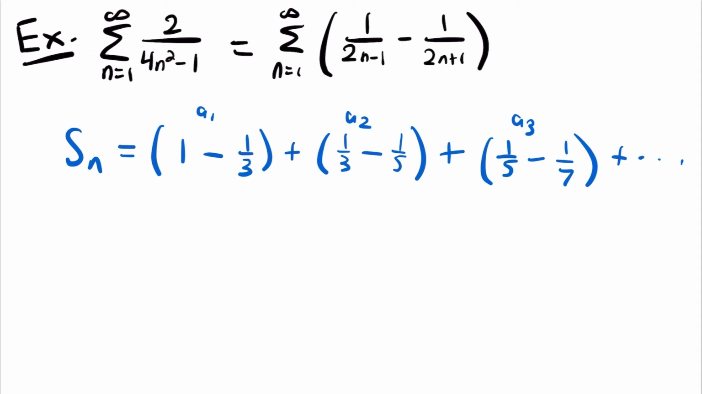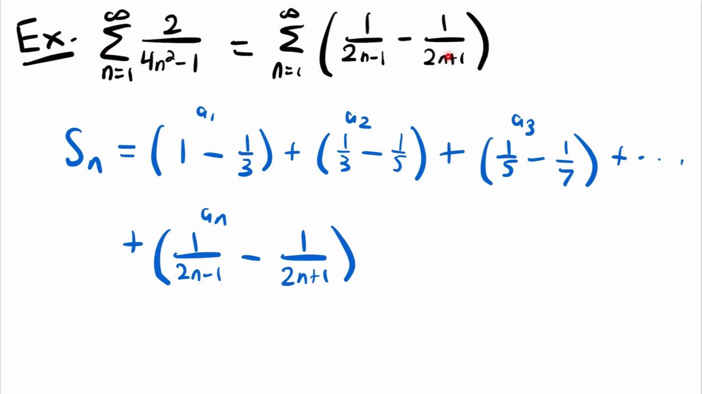And so since we can see that our terms are collapsing, let's skip ahead to our nth term. We're going to add this to a sub n, which will be 1 divided by 2n minus 1 minus 1 divided by 2n plus 1. That's just what we have up here.